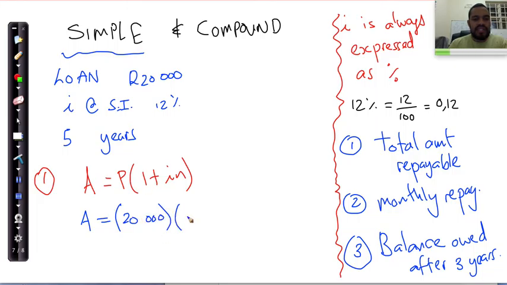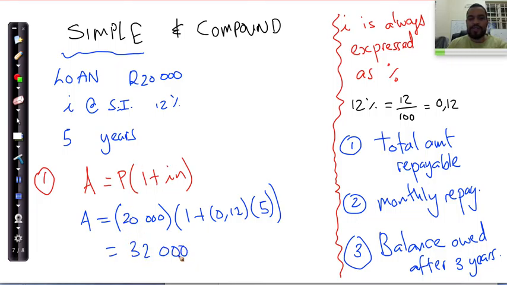Right? And then let's substitute in the rest. 1 plus, what is i? The interest rate over here is going to be 12%, 0.12, and it's going to be for a period of 5 years. With a little bit of algebraic manipulation and some calculations, maybe even a calculator, you'd find that this gives us 1.6 multiplied by 20,000, which is going to give us 32,000. And assuming we're working in rands, it is safe to say that this is 32,000 rands. So that's the first thing. The total amount repayable is going to be 32,000 rands.